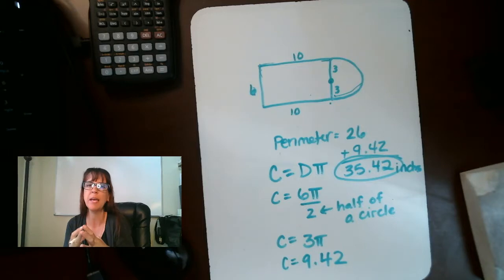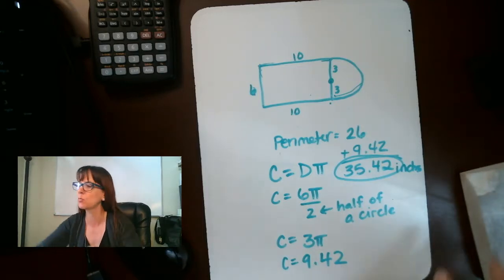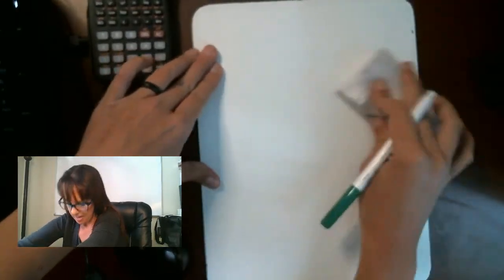So those composite figures, you want to just be able to find the shapes that you know, and then you're just going to be adding them together. But I will tell you that they do half circle a lot, so be really mindful of that. Hopefully that answers your questions.